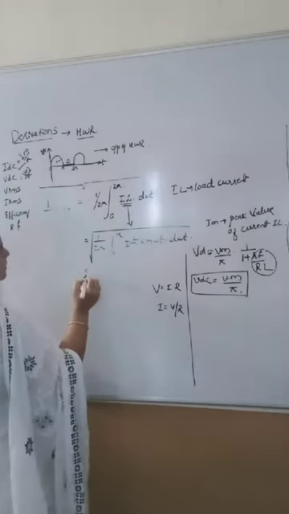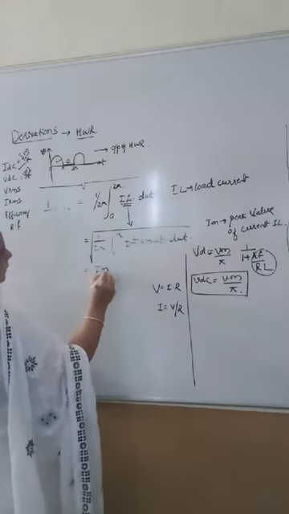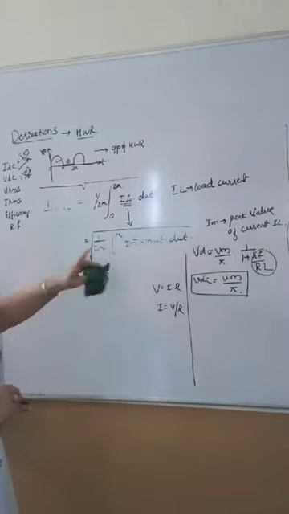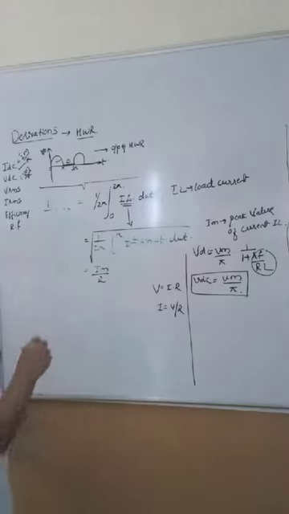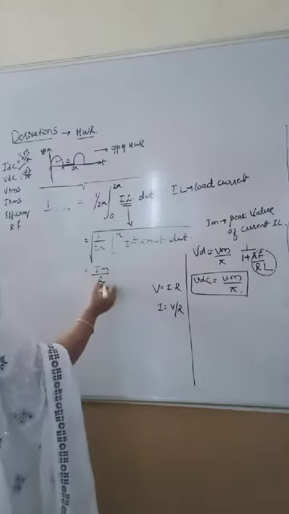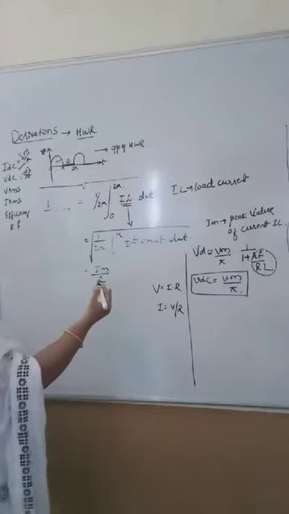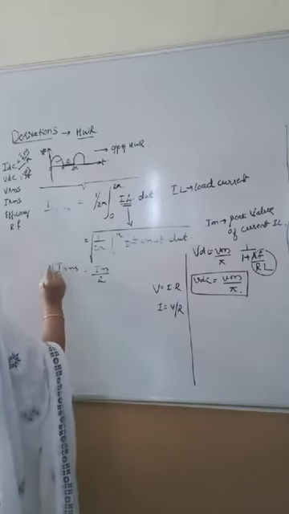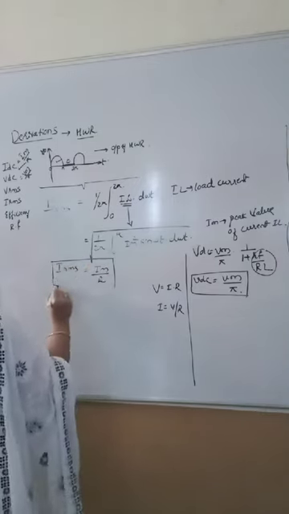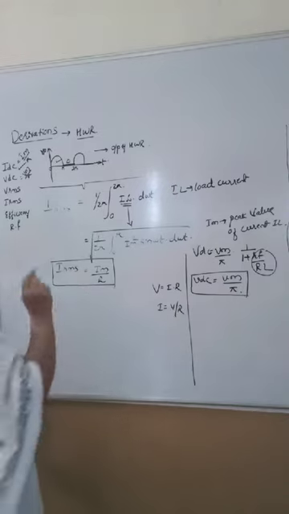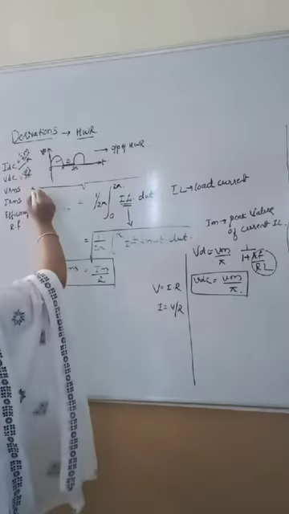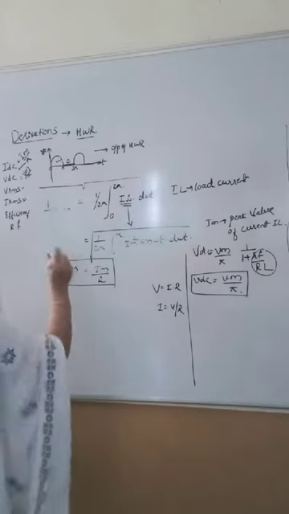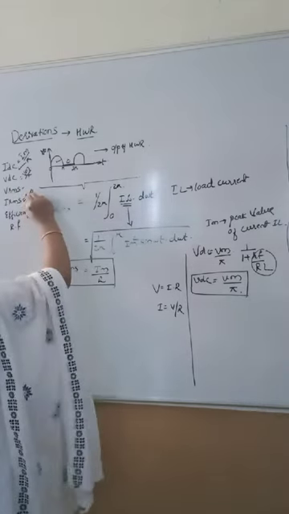If you integrate this and take the square root, you will get the result Im by 2. You can check later. So this is going to be the Irms value. Irms is equal to Im by 2. So what was IDC? Im by pi. VDC? Vm by pi. Now you have derived Irms, which you got as Im by 2.